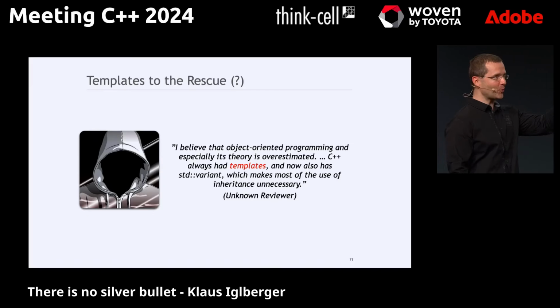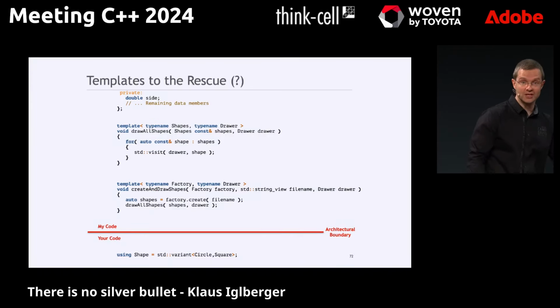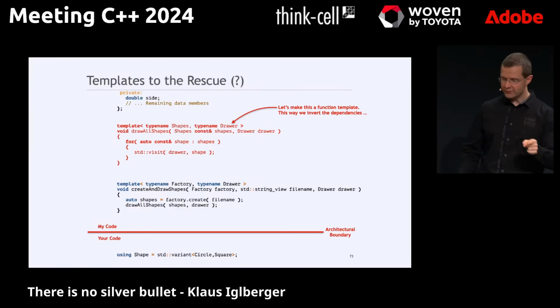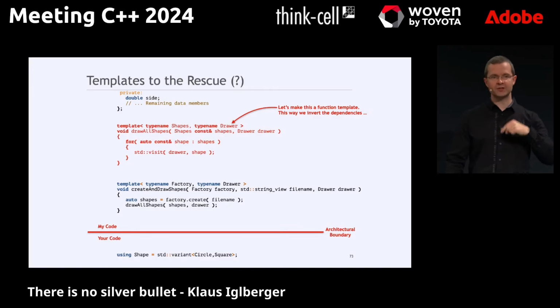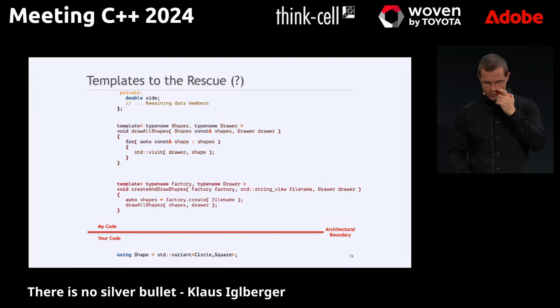Templates. Now, of course, we could just throw a couple of templates at the problem. For instance, the draw all shapes function and also create and draw shapes, they could be function templates. If you make these two function templates, then actually we achieve what we are looking for, an inversion of dependencies. I no longer have to know about what kind of variant you provide to me, because I just take a vector of variants. Yeah, of course, concepts. I kept it short. So then I can just visit the thing, whatever I get. Nice.